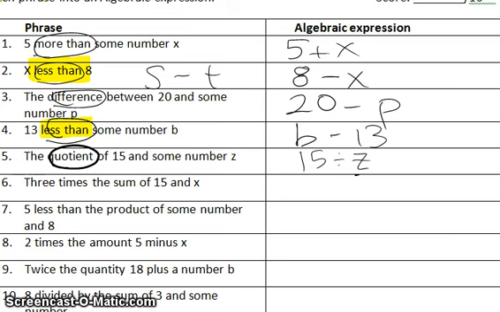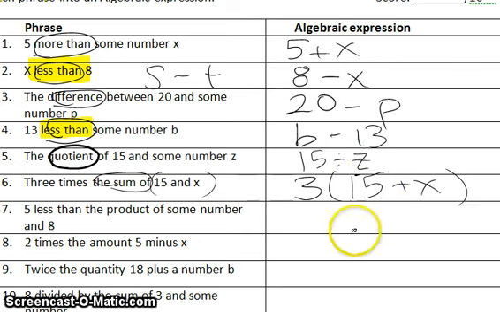Next one, 3 times the sum of 15 and x. And here I have a grouping phrase. The sum of is a grouping phrase. It tells you that the things that come after it are going to be grouped in parentheses. So I have 3 times the sum of 15 and x. I can write that like this. Remember, this means multiplication.